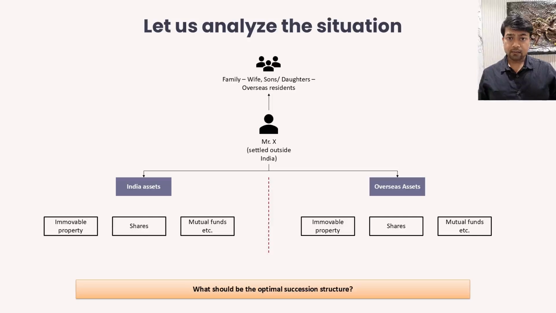Abroad and have assets in India and have assets outside India and wanted an optimum succession structure in place. Now let us analyze a situation where a person who was an Indian resident in the past or an Indian citizen, now settled abroad, has a mix of India assets and overseas assets comprising of shares, immovable property, other securities, and has a family who are overseas residents, comprising of wife, sons, or daughters. So let us analyze what should be the optimal succession structure for such a person.